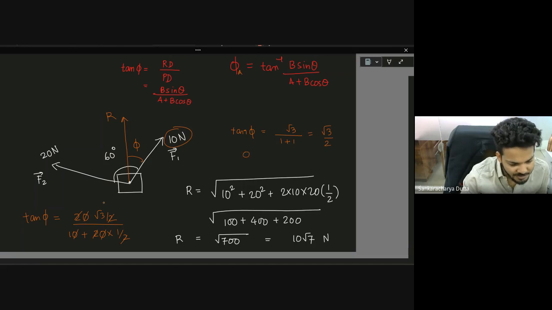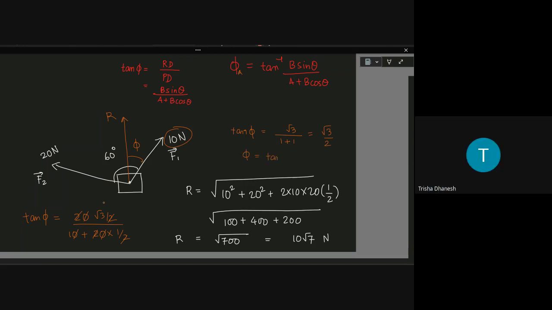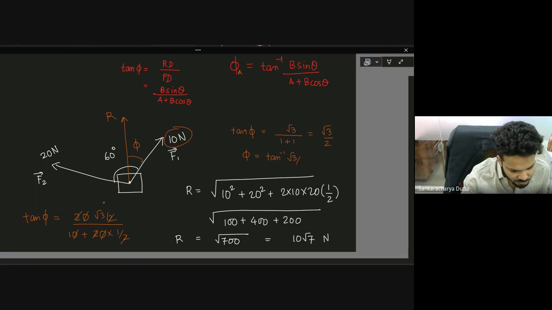So how much is phi, guys? Phi is tan inverse of root 3 by 2. Whatever that value is, I know it is going to be less than 45 degrees, because root 3 is 1.7, so 1.7 by 2 will be less than 1. That means the angle will be less than 45 degrees.